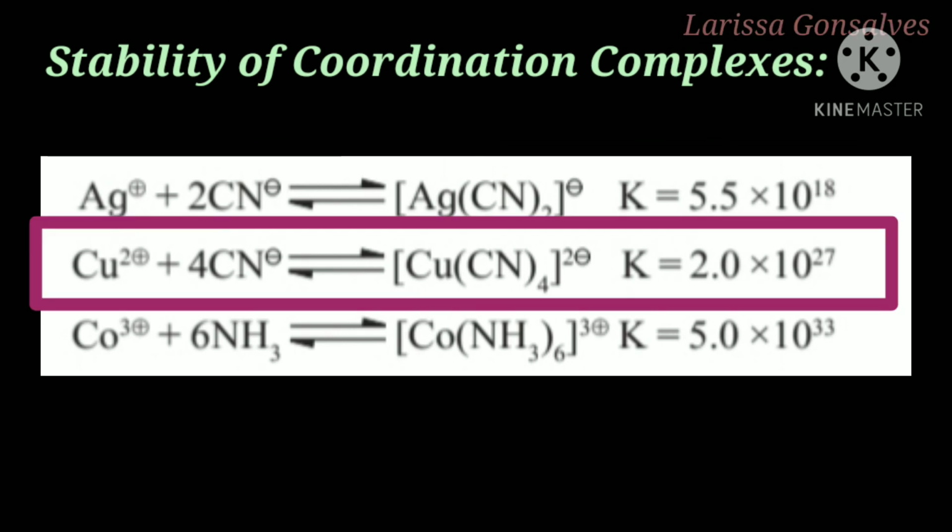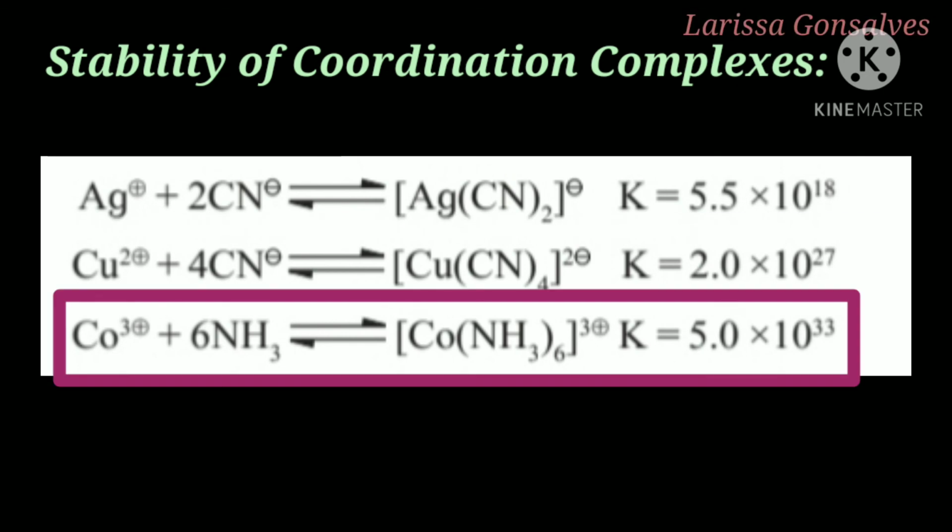Next example is Cu2+, that is copper ions, which react with 4 times the cyanide group, that is CN-, to give the formation of [Cu(CN)4]2-. The equilibrium constant K is found to have a value of 2.0 x 10^27.